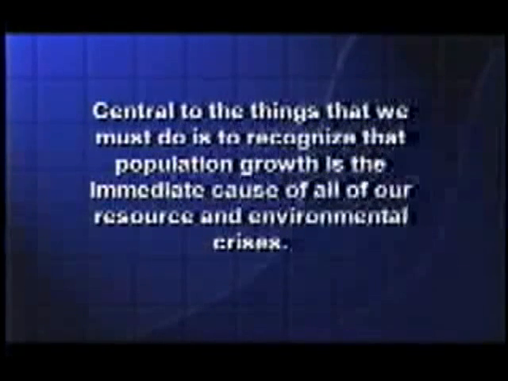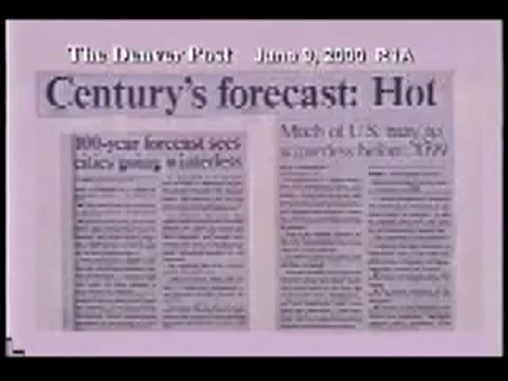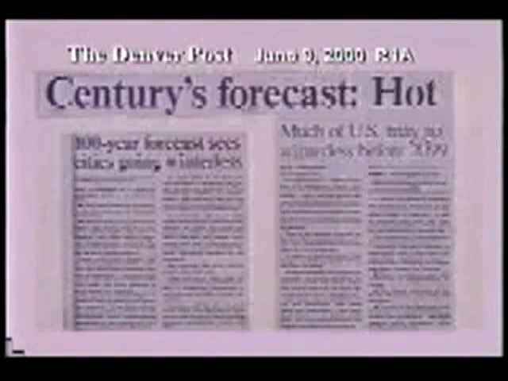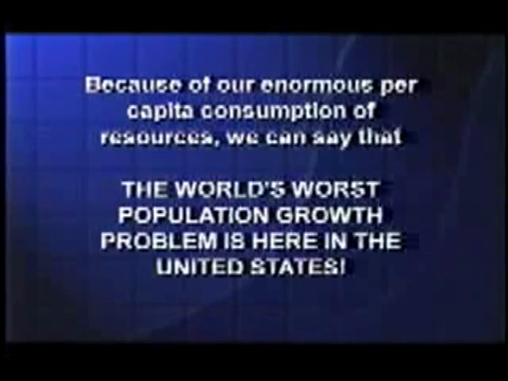So central to the things that we must do is to recognize that population growth is the immediate cause of all of our resource and environmental crises. And of all the crises, I think this one, global warming, looms larger than anything in all of human history. Now, because of our enormous per capita consumption of resources, we can say with confidence, the world's worst population growth problem is right here in the United States.